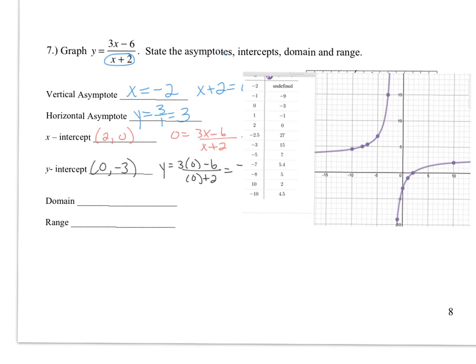The domain for this one would be negative infinity to negative 2, union negative 2 to infinity. And the range would be negative infinity to 3, which is where your horizontal asymptote is, union 3 to infinity.